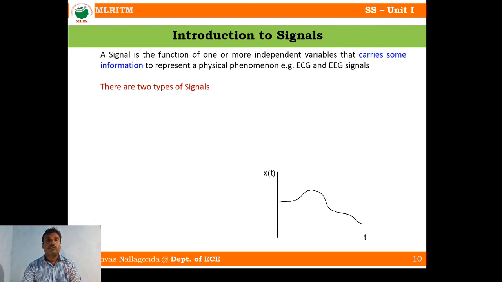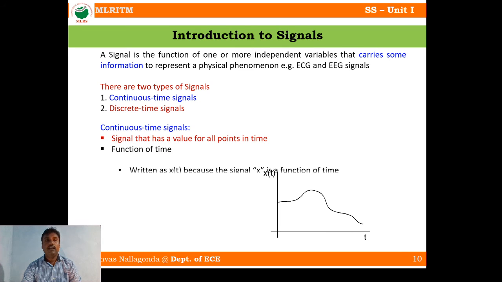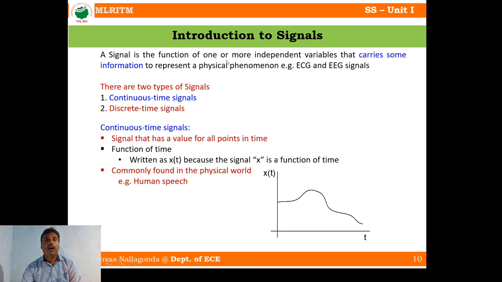Now we discuss the introduction to signals. What do you mean by a signal? How can we define a signal? A signal is a function of one or more independent variables that carries some information to represent a physical phenomenon. In general, a signal is a variable that varies with respect to time and carries some information. It consists of one or more independent variables, like amplitude, frequency, and phase. These are the variables of a signal. So a signal carries information in terms of amplitude, phase, or frequency.